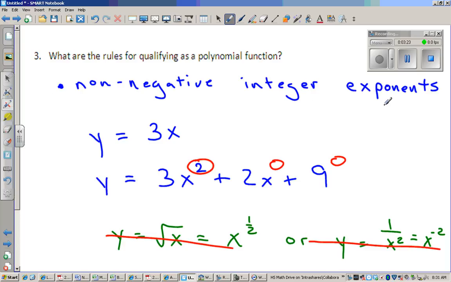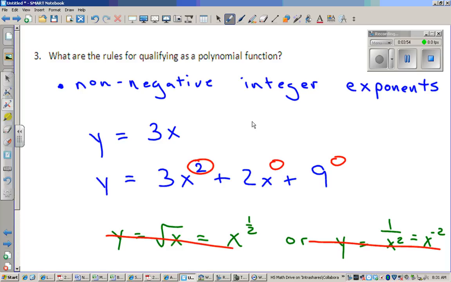You're going to look for non-negative integer exponents. The ones that we've been working with all have one variable, typically x. So you're looking for y equals, and then your x's will have your exponents. Doesn't matter what your coefficients are, these numbers out in front of the variables. They can be negative. They can be square roots. I'm not worried about them. I'm worried about the powers of the variables.